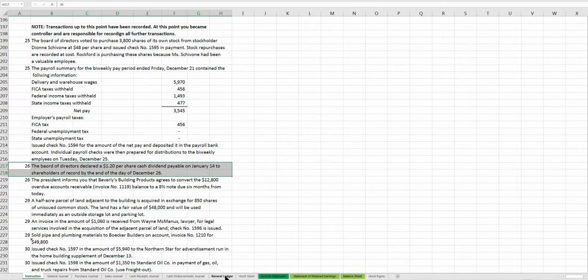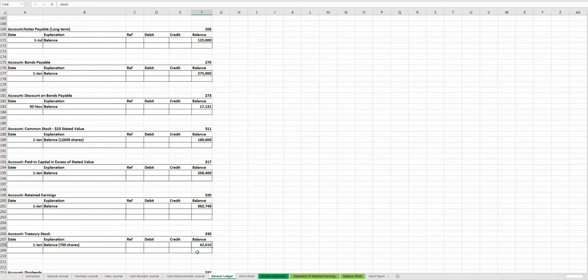So let's go to the general ledger. How many shares have been issued? Based on $15 par value, right, from the common stock balance, we should be able to calculate that. We have 12,600 shares issued already.